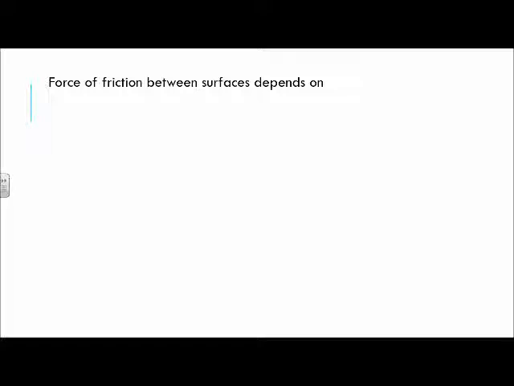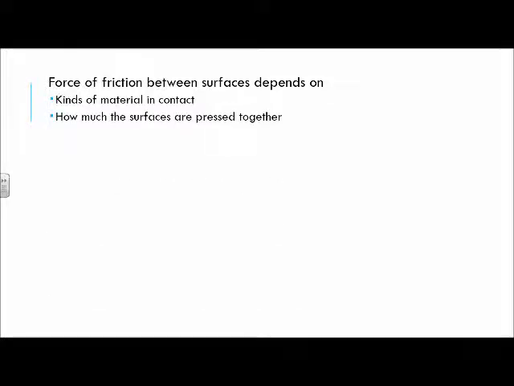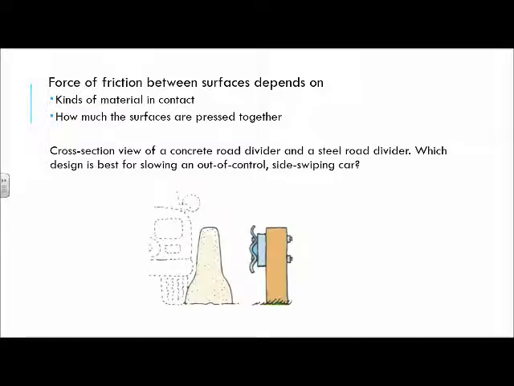The force of friction between surfaces depends on the kinds of material in contact and how much the surfaces are pressed together. Look at this cross-section view of a concrete road divider and a steel road divider. Which design is best for slowing an out-of-control side-swiping car?